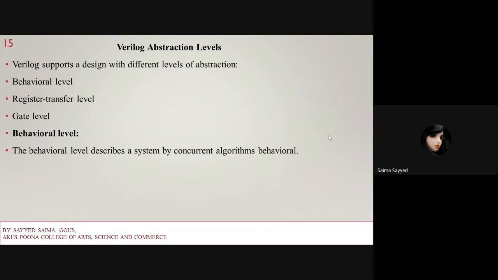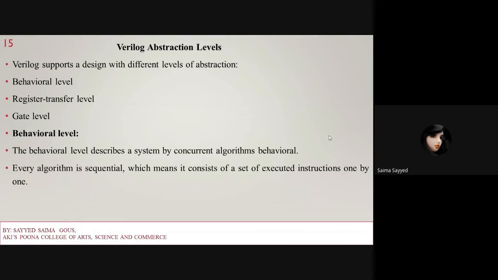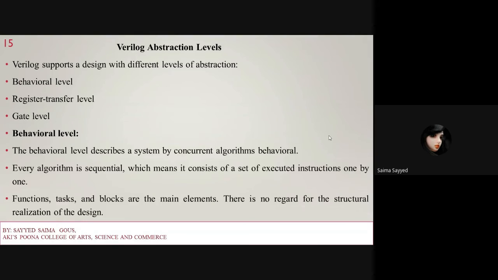Now what is the behavioral level? The behavioral level describes a system by concurrent algorithm behavior. Every algorithm is sequential, which means it consists of a set of instructions executed one by one, so we have to write the instructions one by one. It consists of functions, tasks, and blocks as the main elements. There is no regard for the structural realization of the design. So here it needs functions, tasks, and blocks.